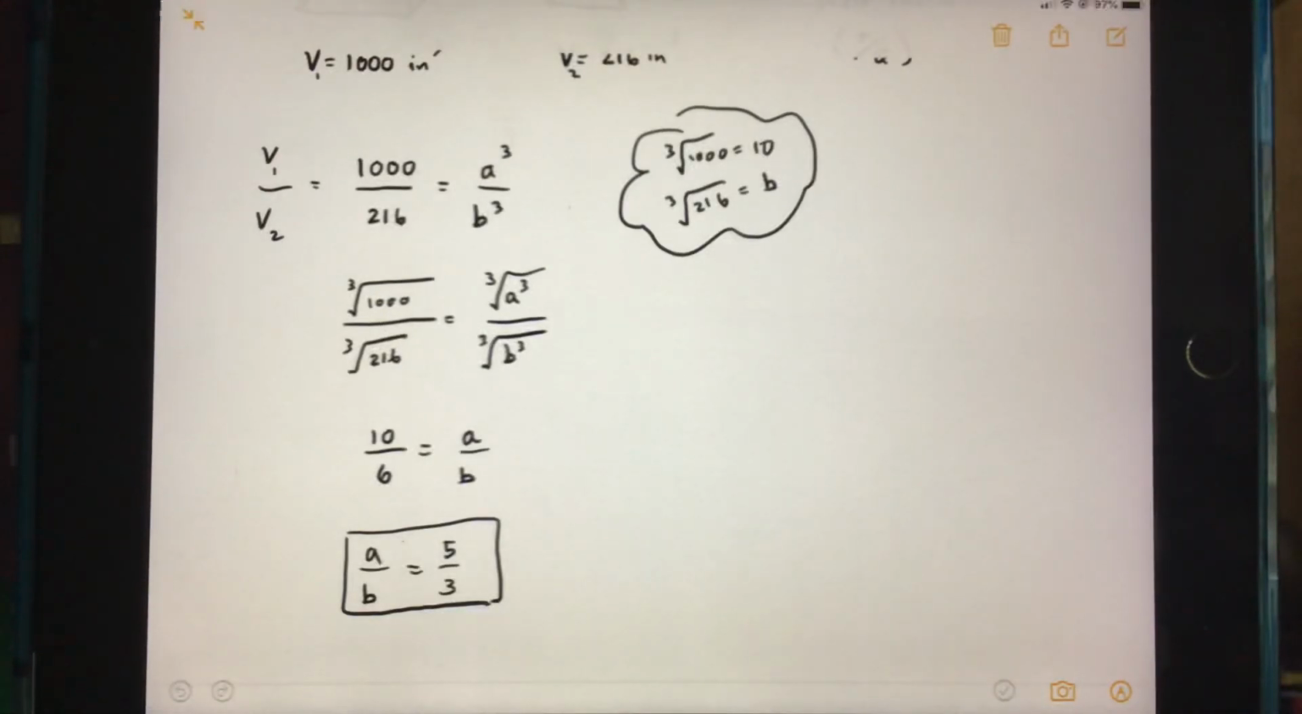So how do the pyramids' scale factors compare? P to Q, 10 to 6, which reduces to 5 to 3. And so there's your scale factor, 5 to 3.